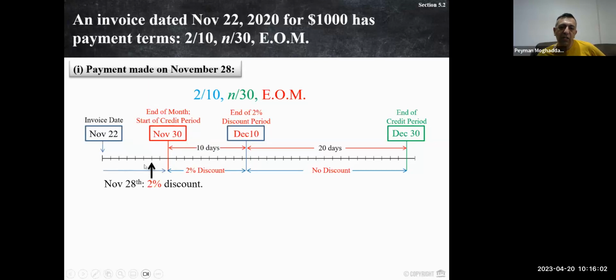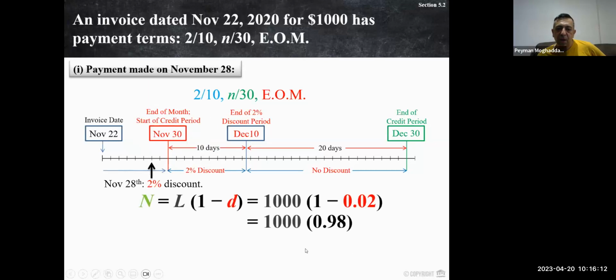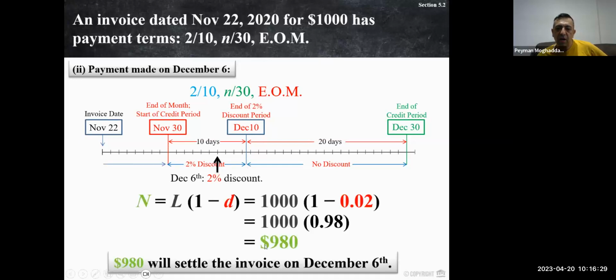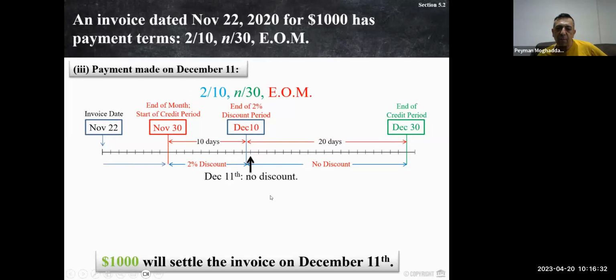So on November 28, you get a 2% discount. 2% of $1,000 is $20, and you deduct it from $1,000, so it's $980. That's the net price you have to pay if you pay on November 28. If you pay on December 6th, it's the same because it's before December 10, so you also get the 2% discount and pay $980. And if you pay after December 10, on December 11, you get no discount, so you have to pay $1,000. Okay.